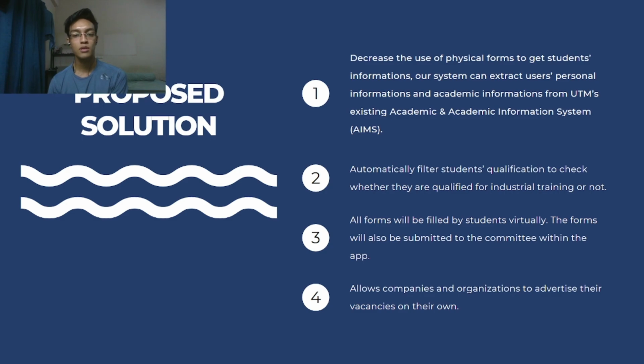The second proposed solution is to automatically filter students' qualification to check whether they are qualified for industrial training or not. All forms will be filled in by students virtually. The forms will also be submitted to the committee within the app. And the last proposed solution is to allow companies and organizations to advertise their vacancies on their own.